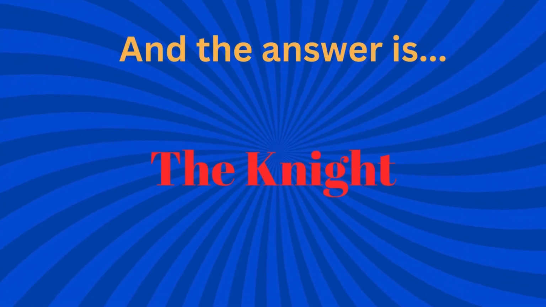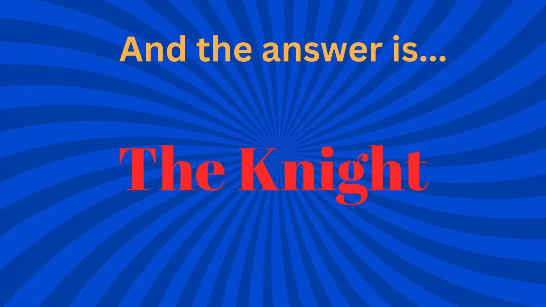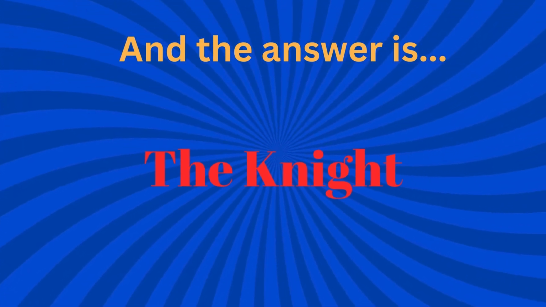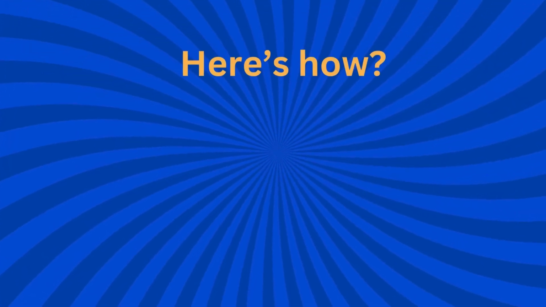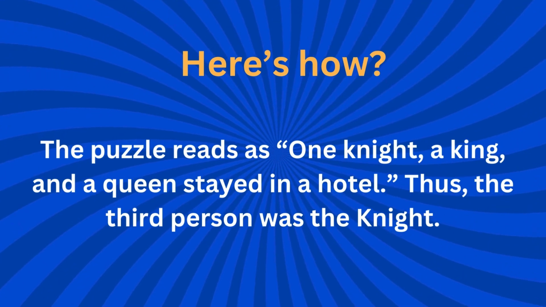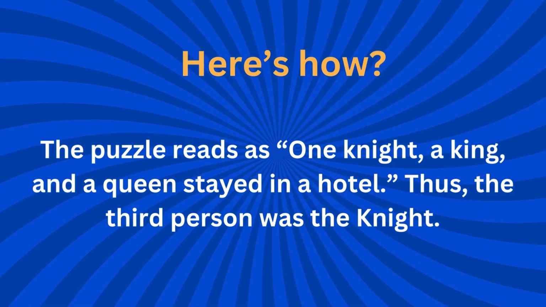And the answer is, the knight. Here's how. The puzzle reads as one night, a king and a queen stayed in a hotel. Thus, the third person was the knight.